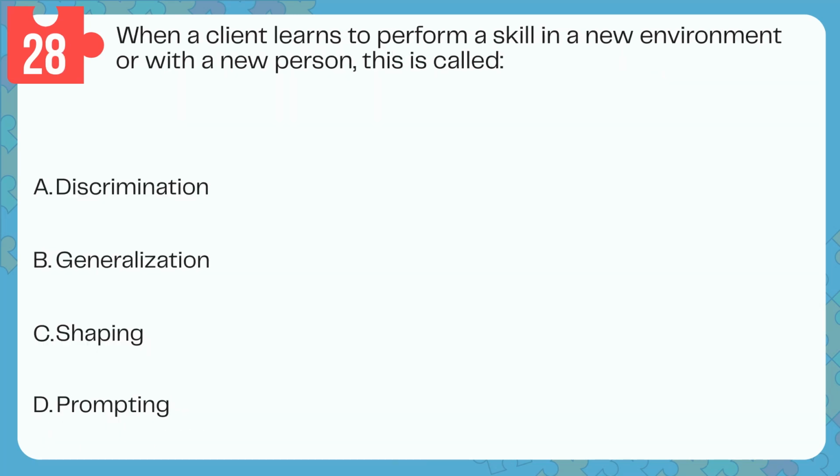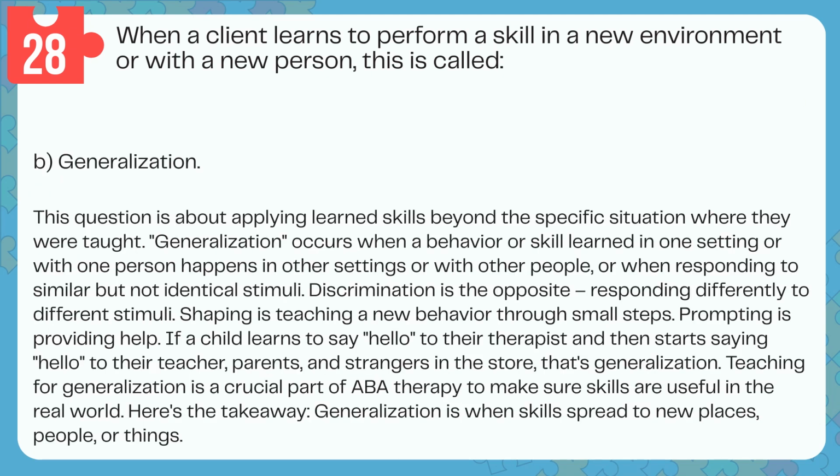Question 28. When a client learns to perform a skill in a new environment or with a new person, this is called A. Discrimination. B. Generalization. C. Shaping. D. Prompting. Answer. B. Generalization. This question is about applying learned skills beyond the specific situation where they were taught.